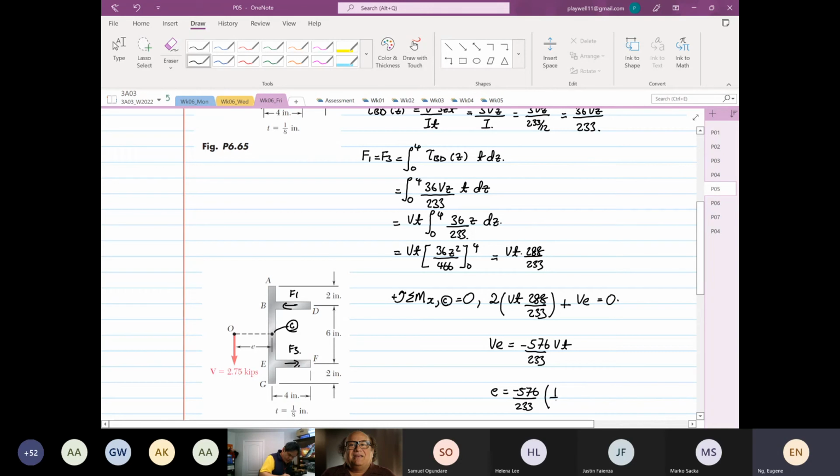Thickness is 1 over 8. So 576 over, hold on, I think I did something wrong. I'm missing my perpendicular distance. So 2 times 3, okay, that is 2E. So I have to multiply 3 on this side. Today is just not a good day for me. So 576 over 233 times 3. I forgot about the perpendicular distance. My bad. Okay, so 1728.